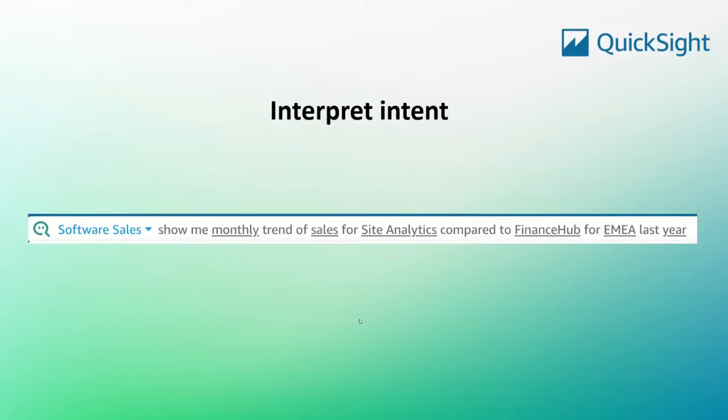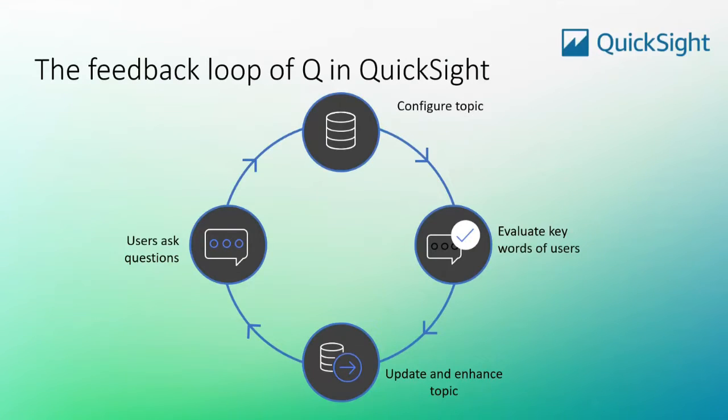Now, moving on to how we can enhance the user experience of this natural language processing for the end users. For that, we have something called a feedback loop mechanism in Q for QuickSight. The way it works is, first, the author or the owner of a topic creates a topic in Q using the data set, and they come up with some synonyms or suggestions. And with a new Gen BI enhancement, Q can even offer some synonyms based on the general world data available.